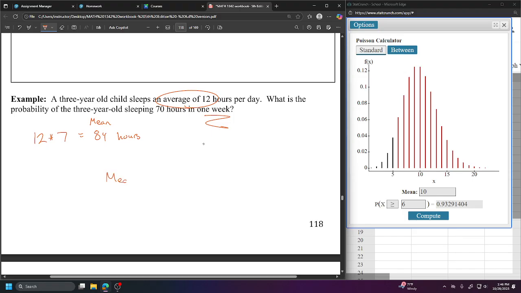So here we go. Mean. I'm going to put the 84. And then I got X. I got blank blank equals blank. And I'm just going to fill them all in.